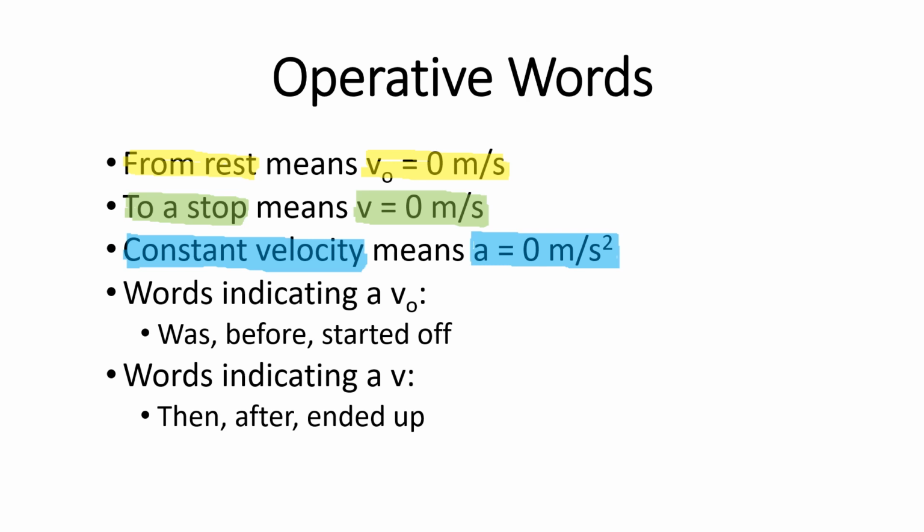By no means are these an exhaustive list, and these aren't always necessarily exactly true, but again, I need you to think holistically. When we see v0, you're talking about things in the past tense. Words like before, started off, was. Words that indicate a v, a final velocity or an instantaneous velocity, would be words like then or after, ended up. But again, these aren't the only words. So I need you to take a step back and try to visualize each situation as it happens.